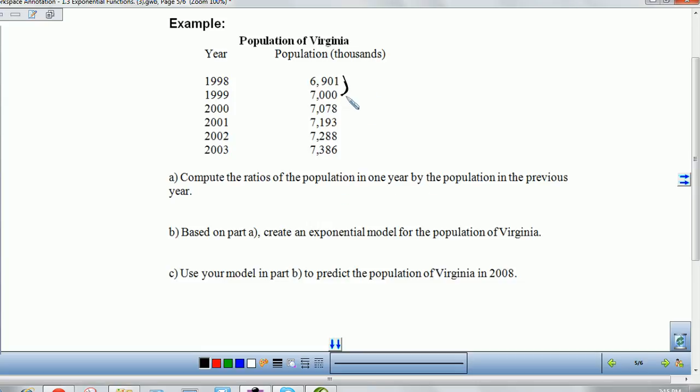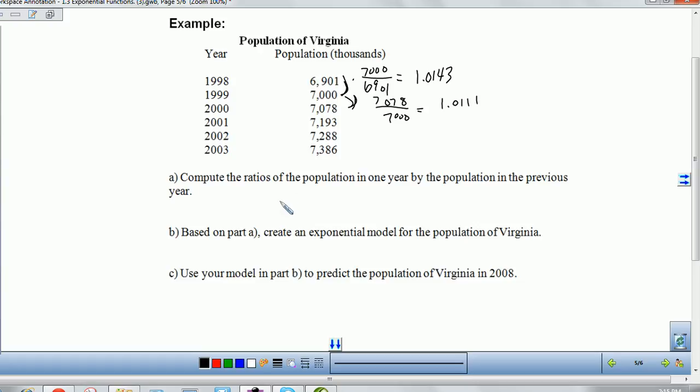So you're going to compare, for example, this ratio. You would have 7,000, then the previous year is 6,901, and then that ratio is 1.0143. And then you would do this, so that'd be 7,078 over 7,000, and then that ratio is 1.0111. Okay, so from the first year to the second year is 1.0143, and then second to the third, and so forth.